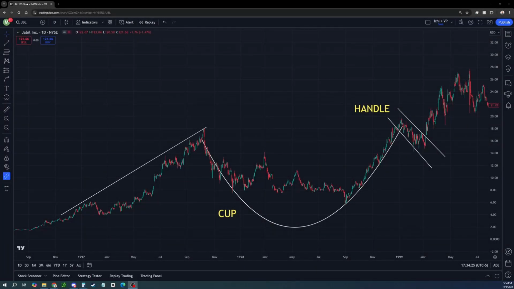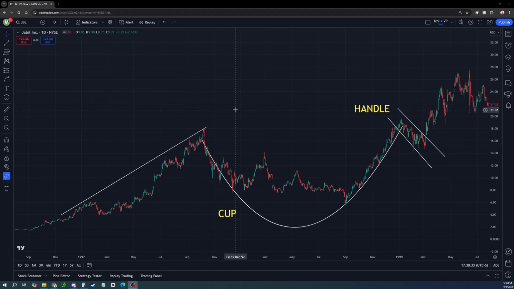The cup and handle pattern is a bullish continuation pattern that is formed in the midst of an overall uptrend. It can appear on any time frame, but as always, the longer the time frame, the more likely it will be to play out. So in this video, I'm going to show you how to identify and trade the cup and handle pattern, show you real life examples, when to take profit, and more.